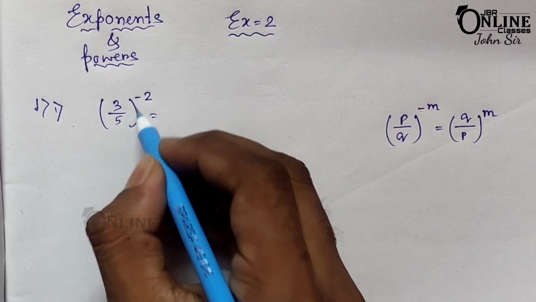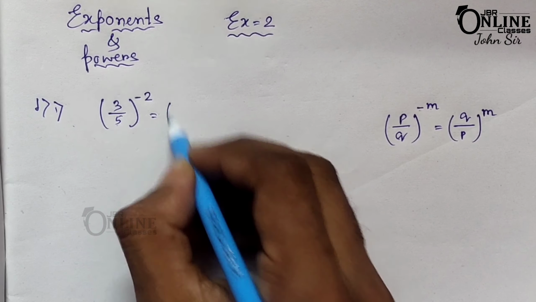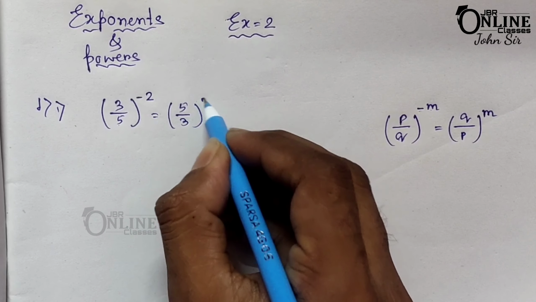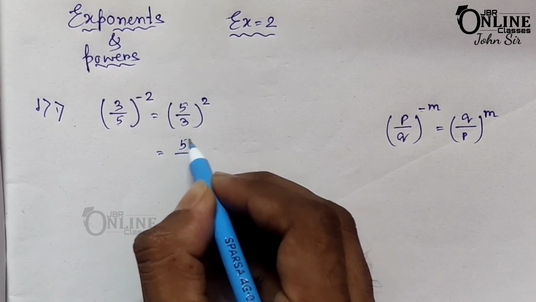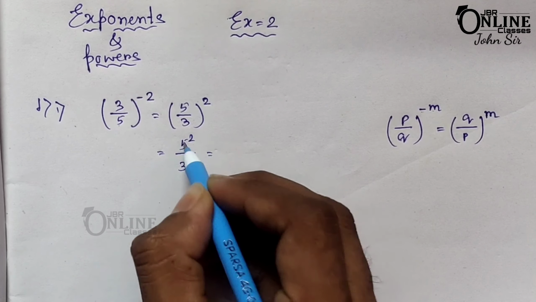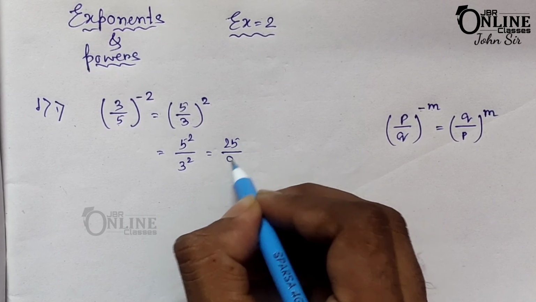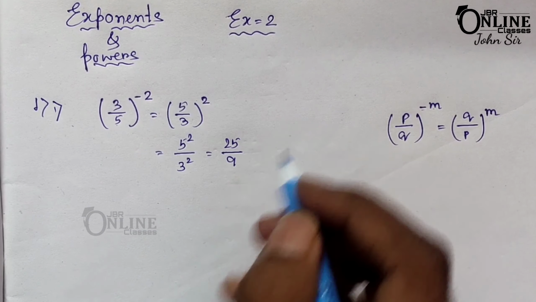So here (3/5) to the power minus 2, you can write as (5/3) to the power 2, then 5 square by 3 square. Now 5 square means 25, 3 square means 9, so 25 by 9 is the answer.